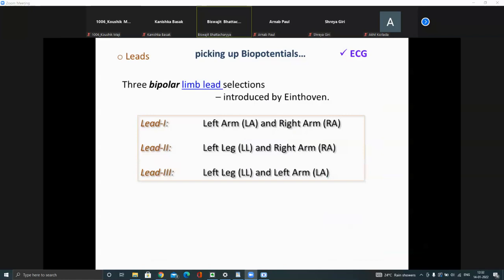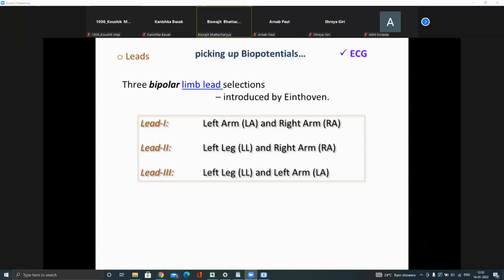Now there are three types of grouping done in the electrodes, or three types of leads. These are called the bipolar limb leads. These were introduced by one celebrated scientist in that field, Einthoven.